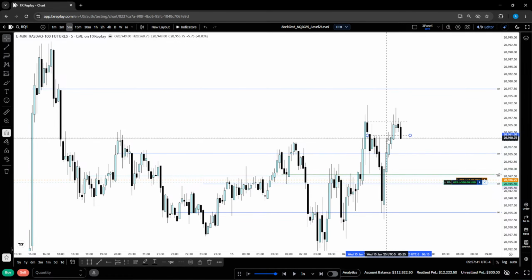So here in 5 minutes, there are a few levels that we can come back and test. One is the hourly level, and then that 15 minutes.